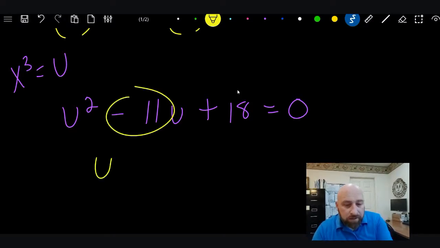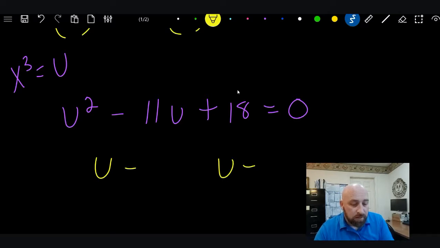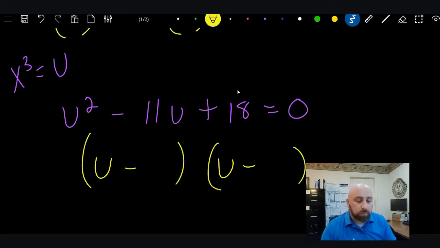Look, we have a minus here and we have a plus here. So our signs are going to be minus, minus. That's going to give us a plus and a minus. And look, 18, what's our factors? 1 and 18, does that give us 11? No. 2 and 9, does that give us 11? Yes, it does. 2 and 9. That was factorable. So there we go.